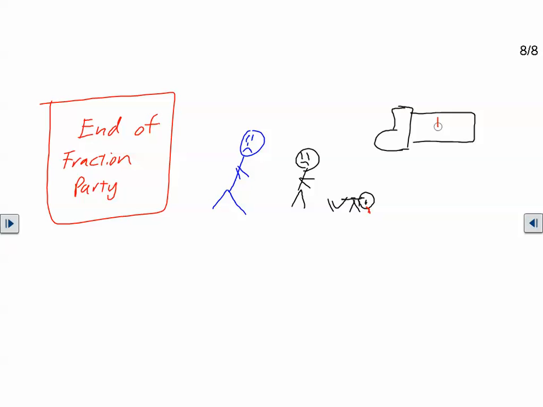Where's my red marker? There, ambulance is here. They're going to help the guy. He's so sad that the fraction party ended. He fell and hurt himself. So here's our ambulance coming to help him. There's my ambulance guy. Clear!